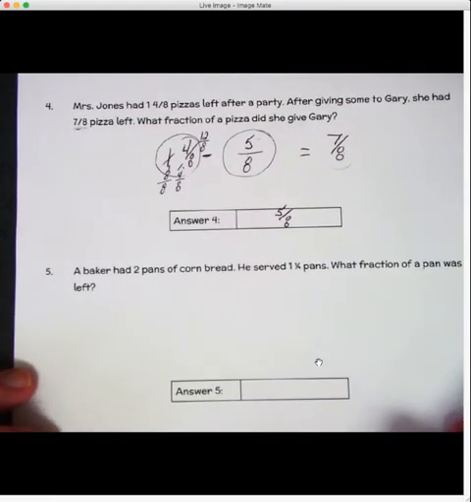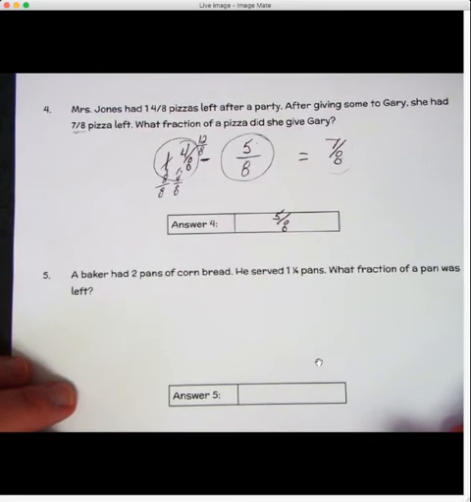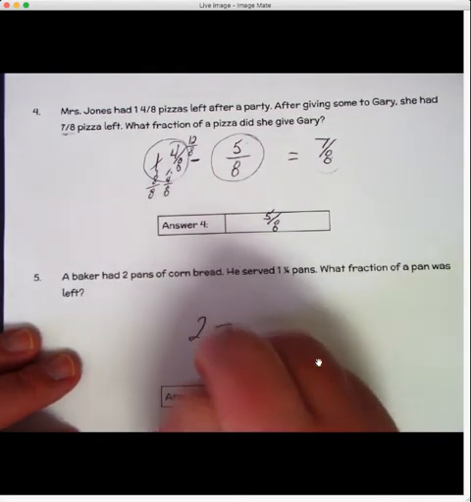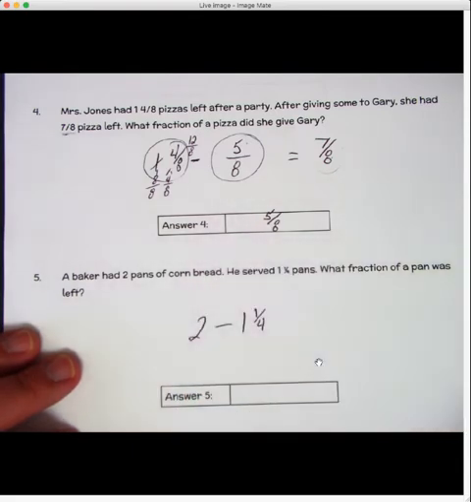Number 5 says a baker had 2 pans of cornbread. He served 1 1/4 of his pan. What fraction of pan was left? All right, so he has 2, and then he gave away 1 1/4, or he served it. So how much is left?